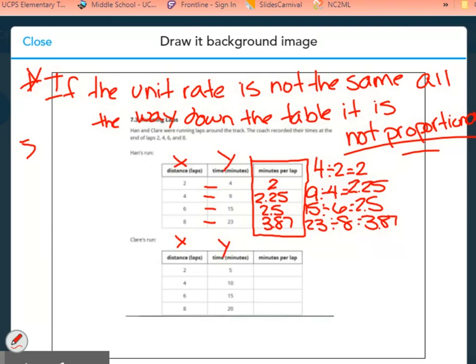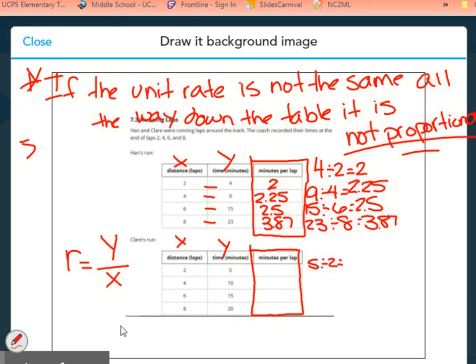So what I want you to do, whether you're here or at home, I want you to find the unit rate for the third column. Remember, the unit rate equals y divided by x. So for example, Claire's run, 5 divided by 2. So go ahead and do that now.